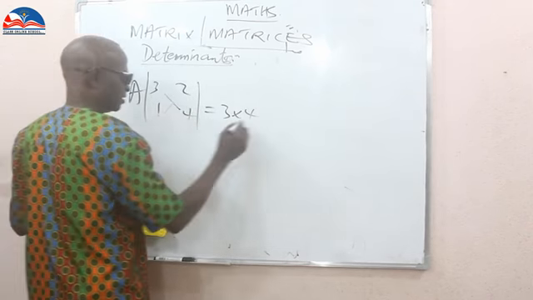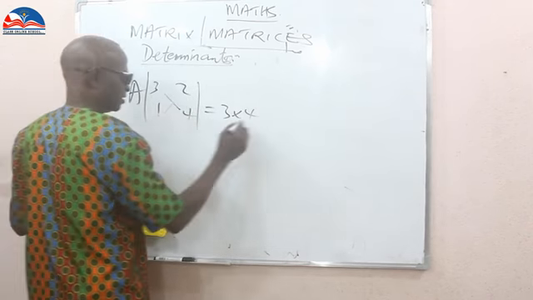If it is B, which is minus 1, 3, 2, 0, the determinant here is minus 1 times 0, minus the product of 2 times 3. Therefore 0 minus 6 equals minus 6. So with 2 by 2 order, the determinant is not difficult. The only problem is 3 by 3. I'm going to do that now, but I will go in slow motion so that you can follow it.